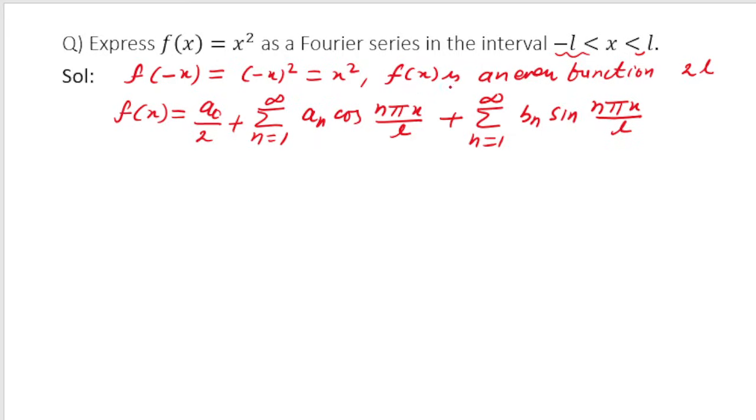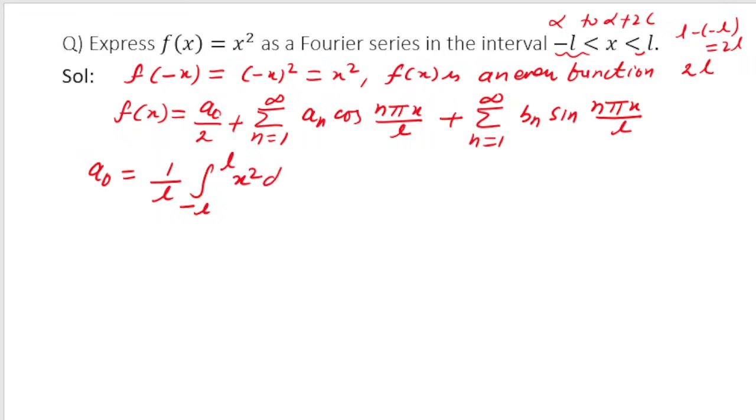I hope you are clear about this because we are comparing with the interval from alpha to alpha plus 2c. So here alpha is minus L, and alpha plus 2c is L. So the total length is L minus minus L, that is equal to 2L. So 2L is equal to 2c, so c is equal to L. So I am writing cos n pi x by c, so in place of c we have L here. So what is a naught? a naught will be equal to 1 by c, so 1 by L, the limit of integration will be minus L to L, f of x is equal to x square dx.